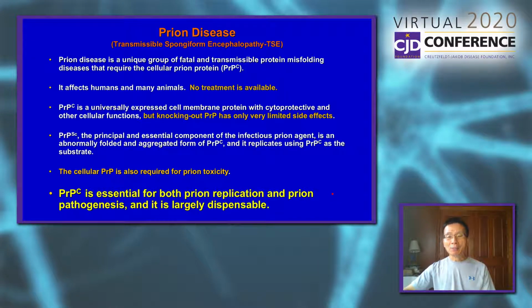Prion disease, as many of you know, is a group of fatal transmissible diseases that requires the cellular prion protein, or PrPC. Unfortunately, there's no treatment available at this point. Purification not only requires PrPC, but also requires PrPC as the mediator or receptor for its toxicity. And more importantly, or equally importantly, PrPC appears to be dispensable because in knockout mice or other animals with PrPC knockout, there appear to be no big problems. So this makes PrPC the ideal target for therapeutic intervention.